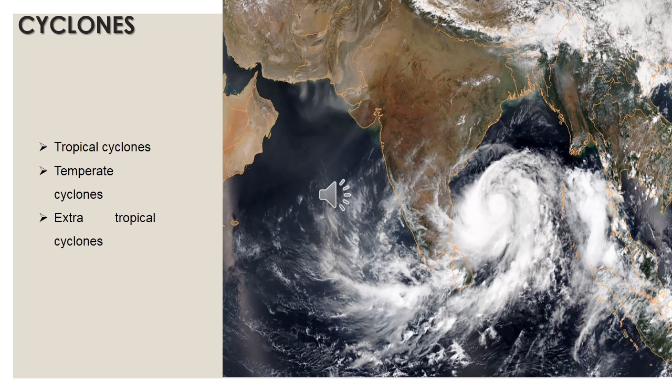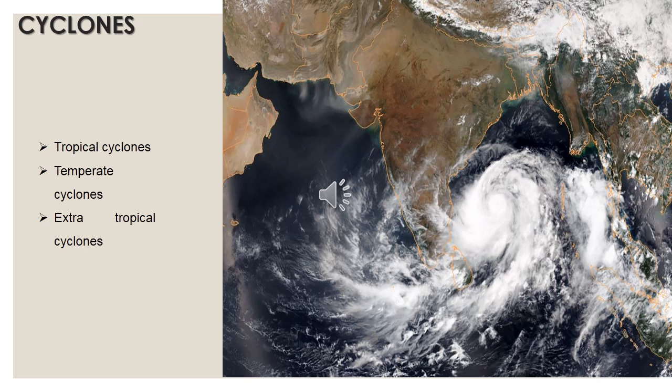Cyclones are centers of low pressure where wind from the high pressure area converges towards the center in spiral form. If you see the cyclone, the center part has low pressure but the surrounding part has high pressure. Due to the rotation of the earth, the cyclonic wind in the northern hemisphere moves in the anti-clockwise direction, whereas it moves in clockwise direction in the southern hemisphere.